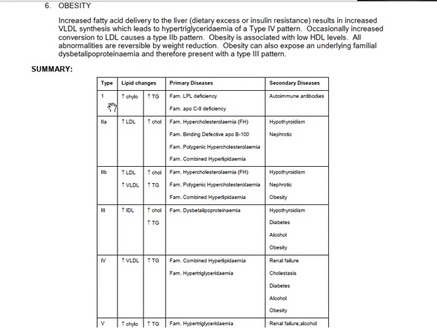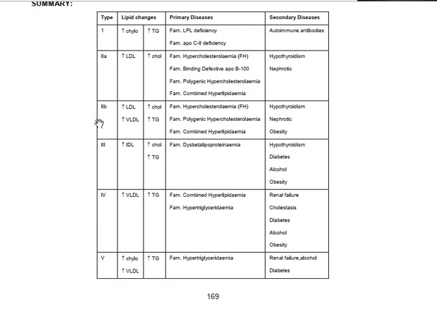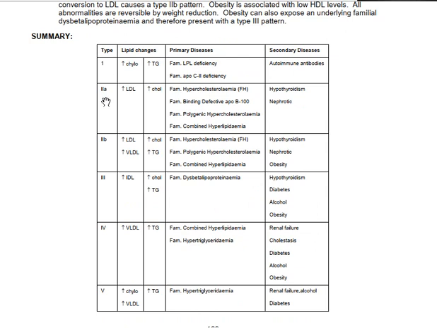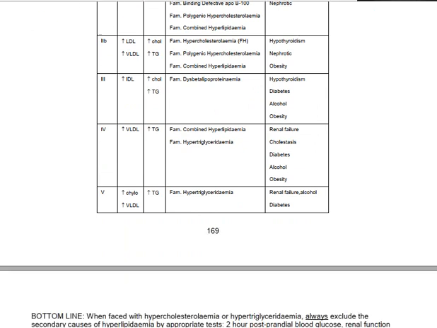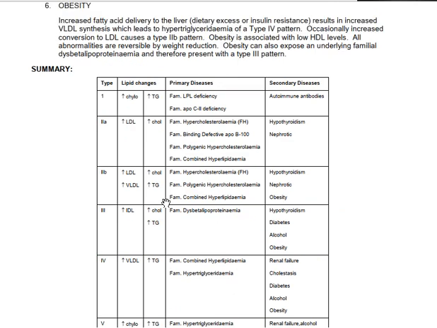So in different diseases, hyperlipidemias are divided into type 1, type 2A, type 2B, type 3, type 4, and type 5 hyperlipidemias. Is it clear? Now in the case of type 1, you have an increase only in chylomicrons, and when the chylomicrons are increased, you have an increase in triglycerides.